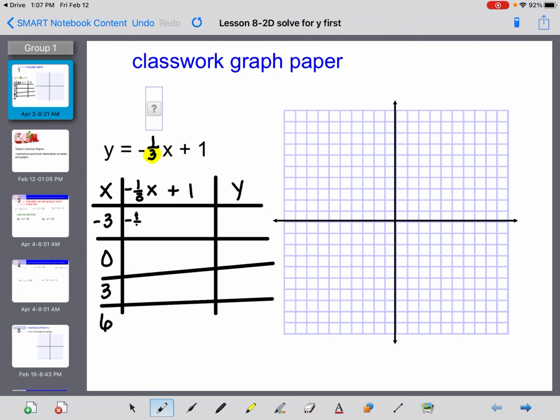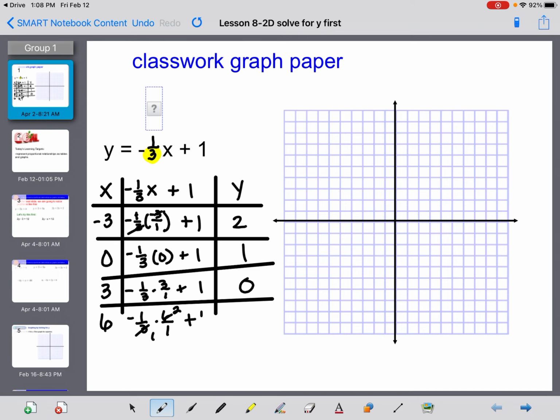So we have -1/3 times, and then when you insert it as a fraction, -3/1 plus 1. These cross out. 1 plus 1 is 2. Then again, we repeatedly solve the equation. 0 plus 1 is 1. -1/3 times 3/1 is -1 plus 1 is 0. -1/3 times 6/1 is -2 plus 1 is -1.